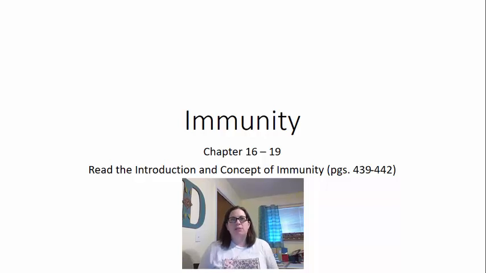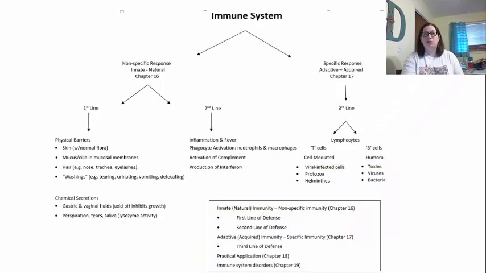Right, so now we're going to do an overview of immunity. This is going to cover parts of chapter 16 through 19. You still need to make sure that you read these, but this will give you an overview of certain concepts throughout those chapters. In this particular slide, you have a flow chart of the immune system.